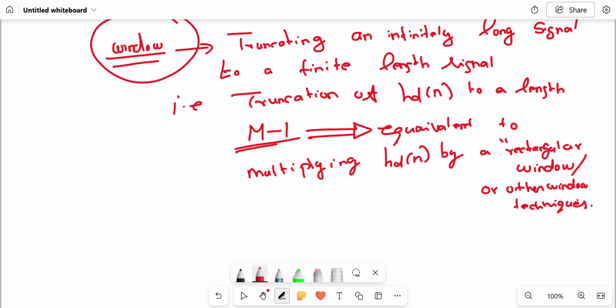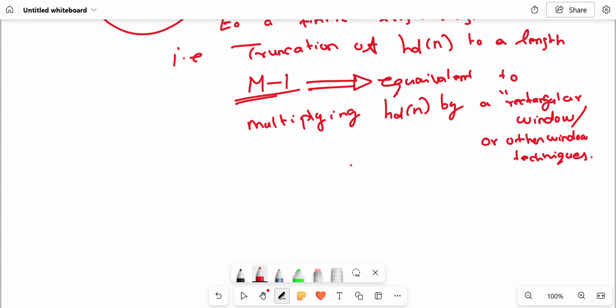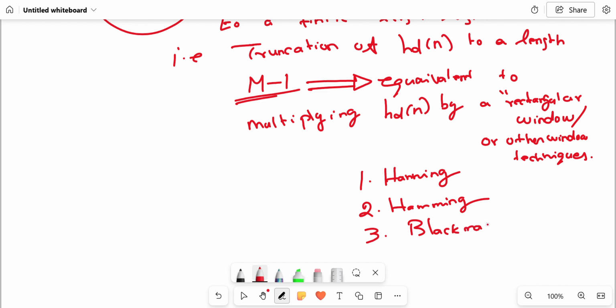Okay. So other window techniques means the other windows are the Hamming window, Blackman window. I specify some of the window techniques other than the rectangular window. So the truncation can be done by multiplying the hd of n by one of the window techniques.